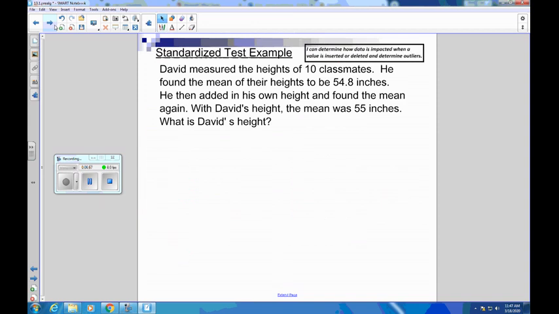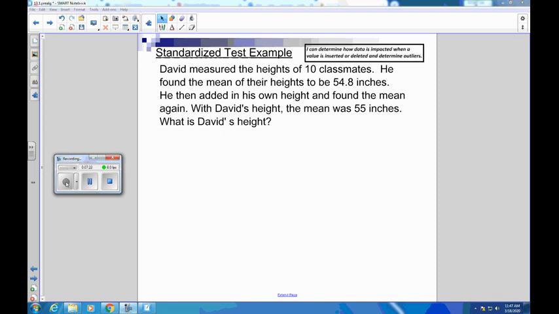This one says David measured the heights of 10 classmates. He found the mean of their heights to be 54.8 inches. He then added his own height and found that the mean, again, with his height, was 55 inches. What is David's height? The first thing that we are going to do here is find the total, or the sum, of all of the heights of his 10 classmates.